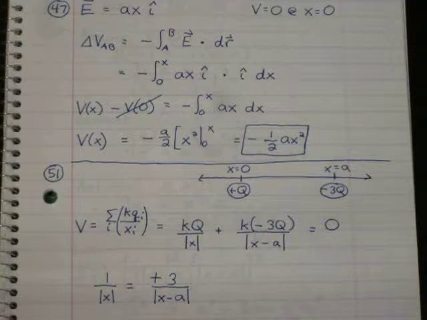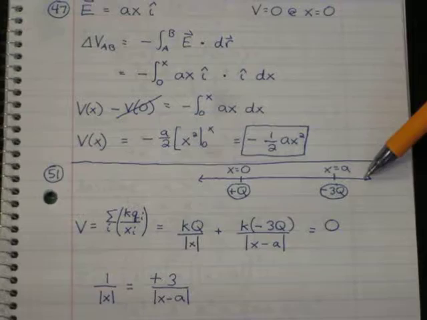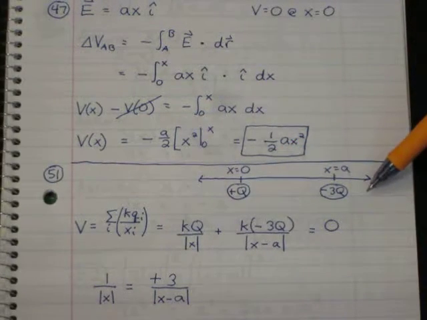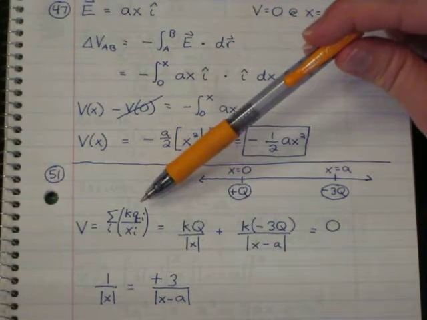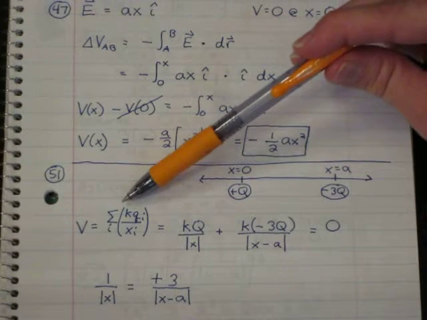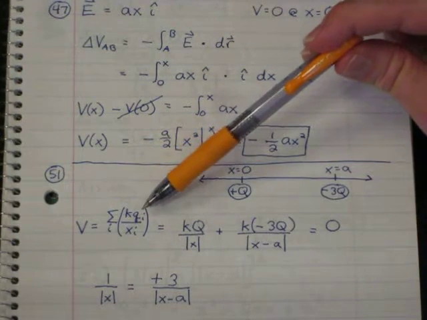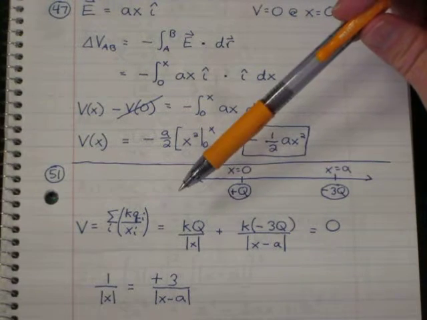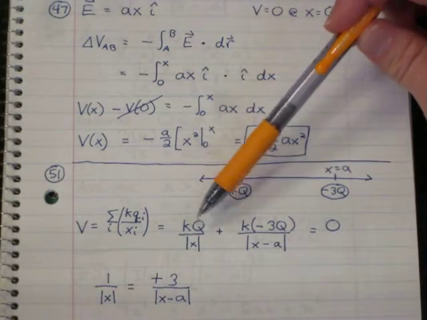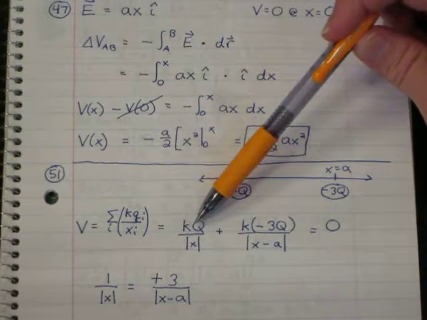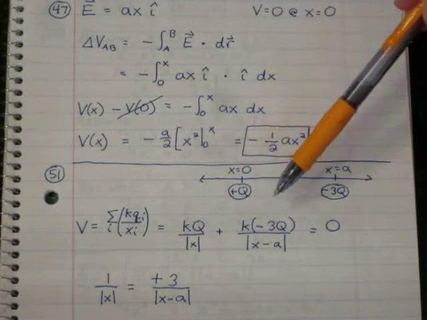Number 51 involves two charges, one a positive q at the origin, the other negative 3q at x equals a. Find 2 points on the x-axis where V is equal to 0. Here's the diagram right here. Potential when we're dealing with several different point charges is going to be the sum of each of them, so k times the charge divided by distance. So for the first charge, kq over the x value. X is wherever on the x-axis the point we're looking for is.